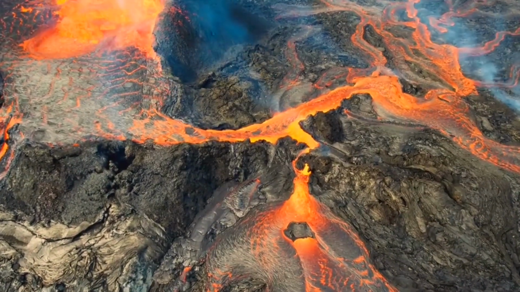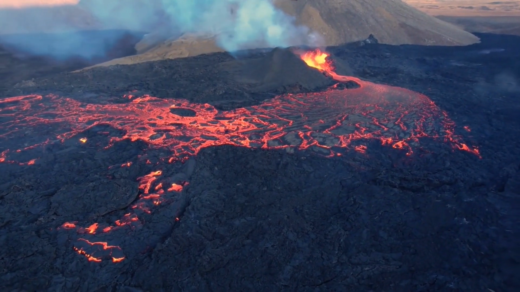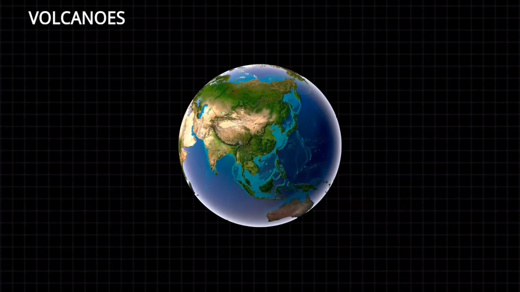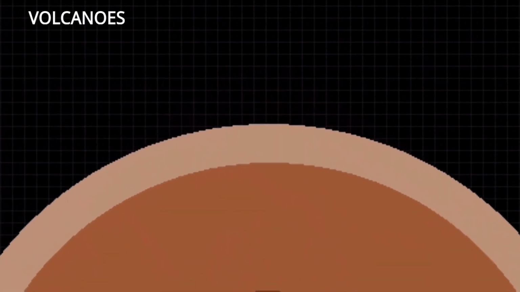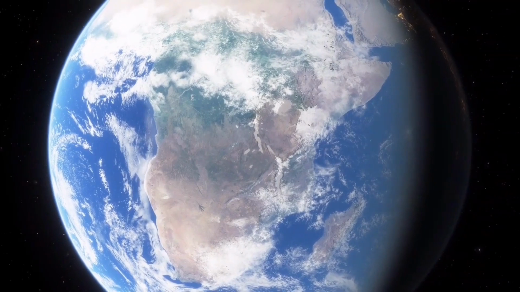Volcanoes have created over 80% of the surface of the Earth. They are one of the most destructive natural features on the planet. A volcano is an opening in the crust of a large planetary object, such as the Earth, that allows magma and gases to escape from a chamber below the surface.